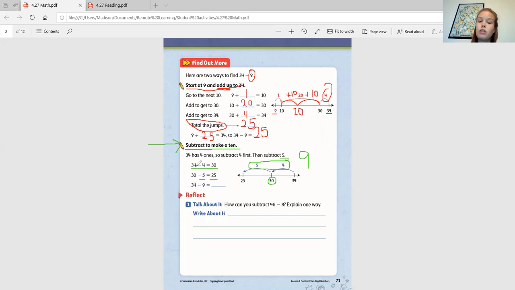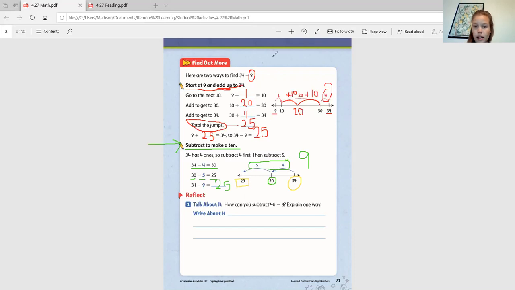So if we know that 34 minus 4 equals 30, do you see how we're taking that 30 down here, and doing 30 minus 5 to equal 25. So we know that 34 minus 9 equals 25. So this one we started over here at our big number. We started at the whole, and we subtracted the part in pieces to get to our answer for the other part.